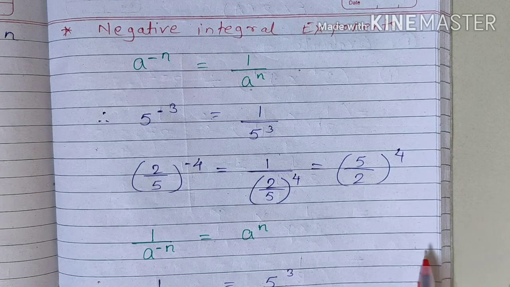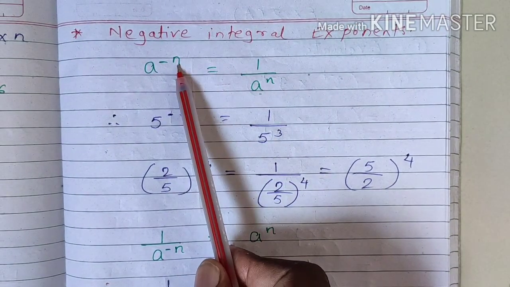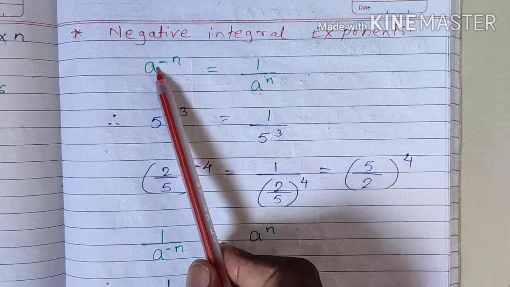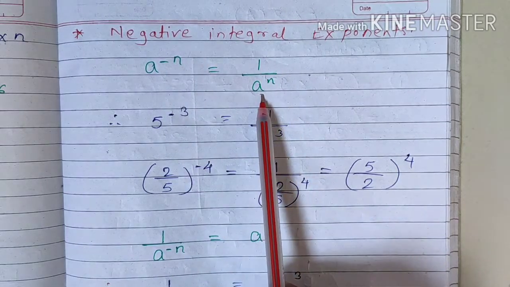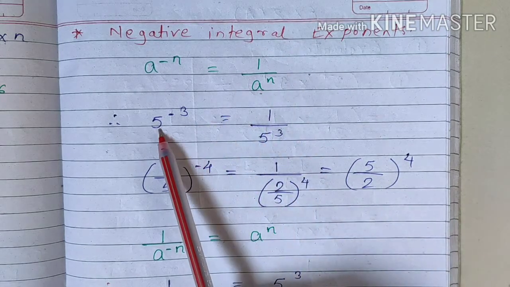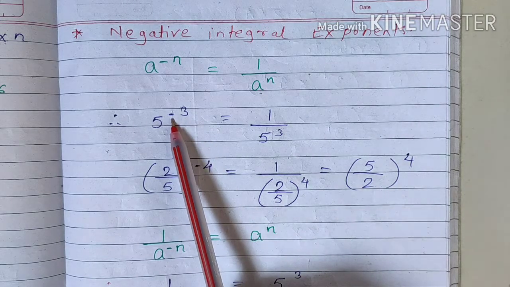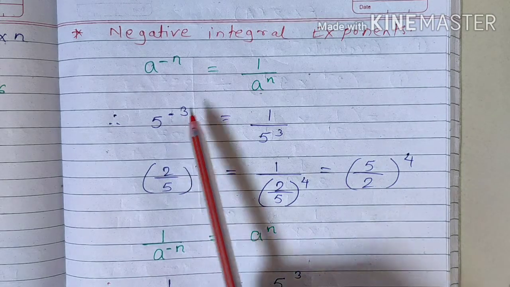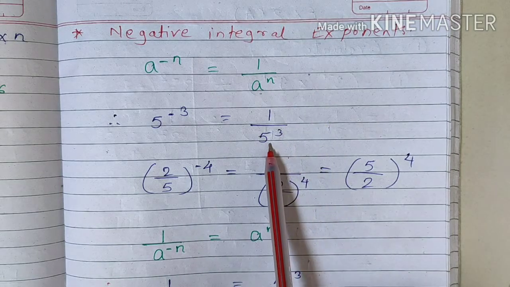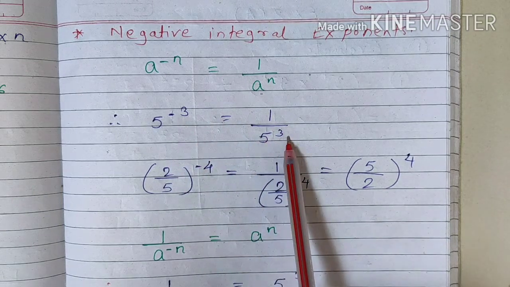Next, negative integral exponents, means a raised to minus n. So whenever the negative sign is there, to make it positive, we have to take a reciprocal of the given number, 1 upon a raised to n. For example, 5 raised to minus 3 is there. To make it a positive power, we have taken the reciprocal, 1 upon 5 raised to 3. Whatever the number is there, it goes in the denominator.